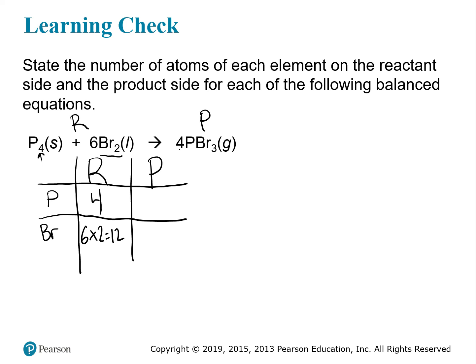On the product side, I have this 4 out in front of the compound. That's a coefficient. It means that I have 4 of the compound. So everything that comes after it, I'm going to multiply by 4. That means I've got 4 phosphorus atoms. And 4 times 3 gives me 12 bromine atoms. So this is a balanced equation. We have the same number of atoms for each element on the reactant side and the product side.